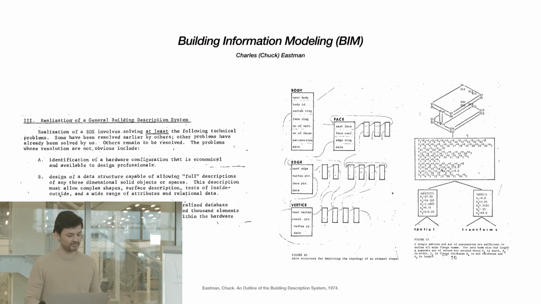One of the pioneers of this route was Charles Eastman, who is still alive, and he wrote a paper in 1974 called An Outline of the Building Description System. His main concern was not geometry, but the cost of design, construction, and building operation. He complained that the software at the time relied too much on graphical descriptions containing drawings. And he made a kind of theoretical prototype. What he did is that elements of the drawing can be grouped together, and then the groups can be nested in a hierarchical system.